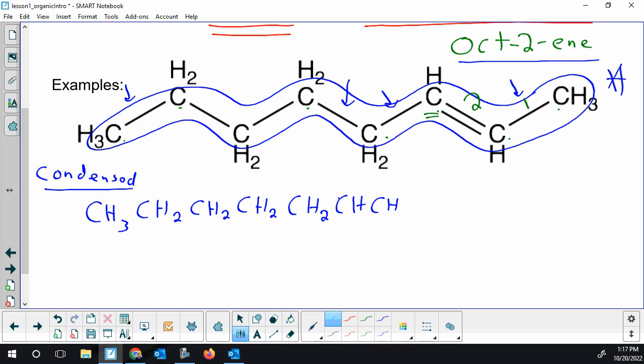When you start seeing this kind of lack of hydrogen in the middle, you got to be thinking, is there a branch or is there a double or triple bond there? The very end of this molecule has a CH3.